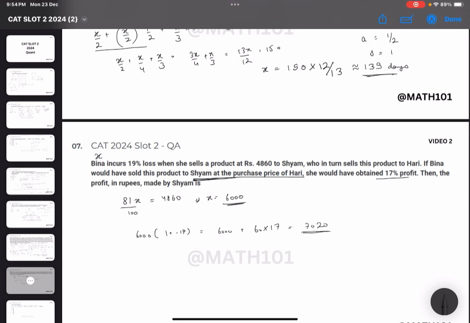So this is the price at which Sham sells and this is the price at which Sham buys. So the price difference is 7020 minus 4860, which is 2160 rupees. So the answer is 2160 rupees.